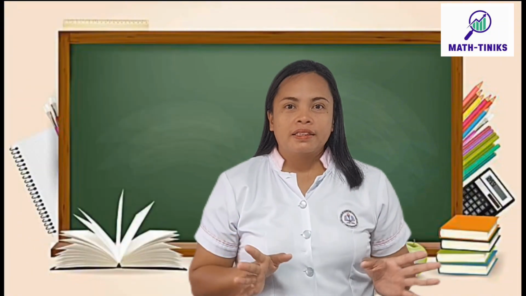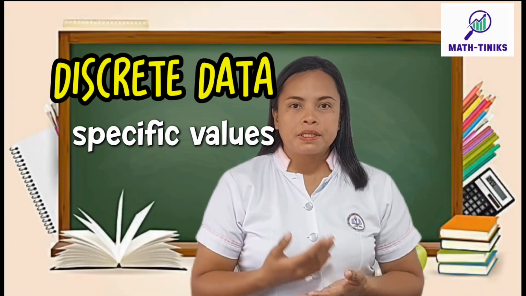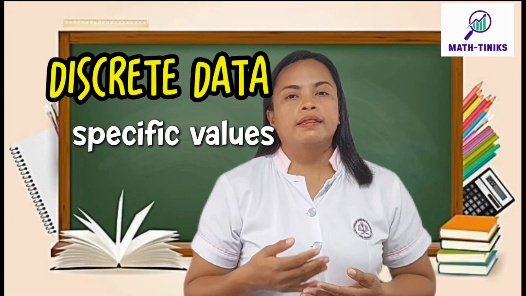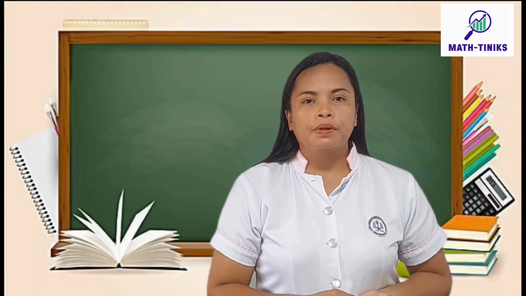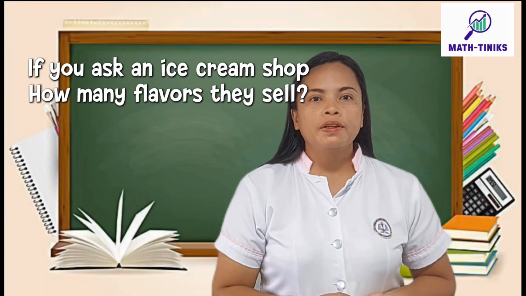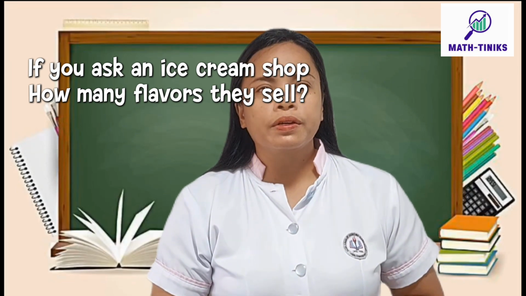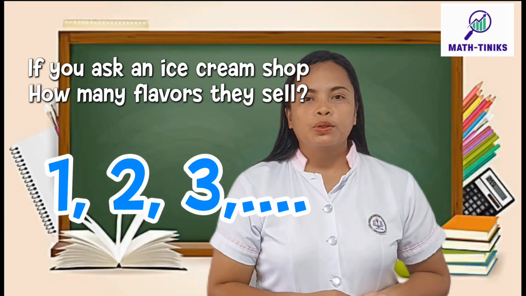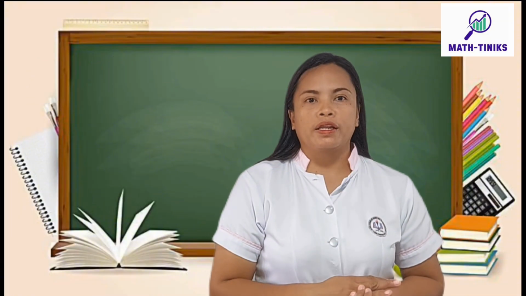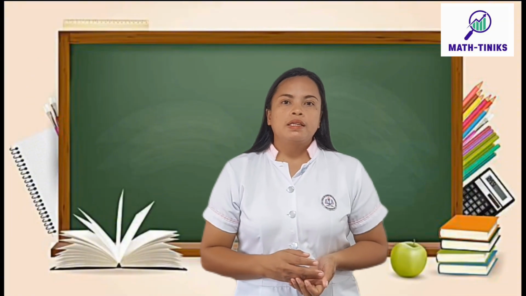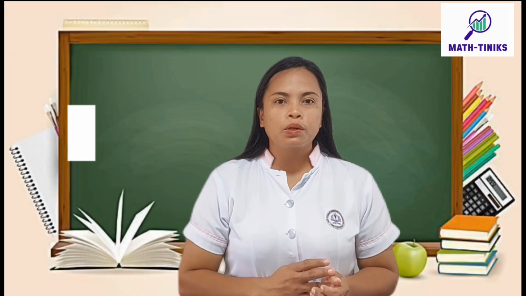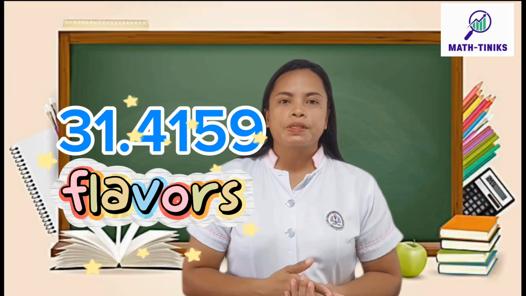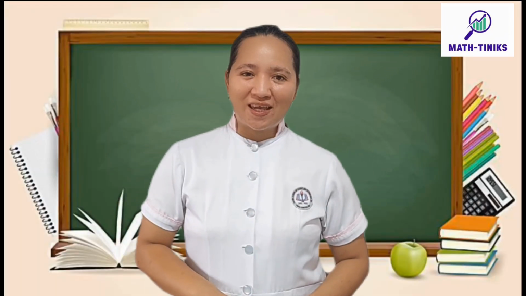On the other hand, discrete data is data that can only have specific values. With discrete data, there are not any other possible data values in between any two consecutive values. For example, if you ask an ice cream shop how many flavors they sell, they're going to respond with a whole number like 1, 2, 3, or even 31. They wouldn't give you any in-between number because they couldn't have a fractional amount like 31.4159 flavors.